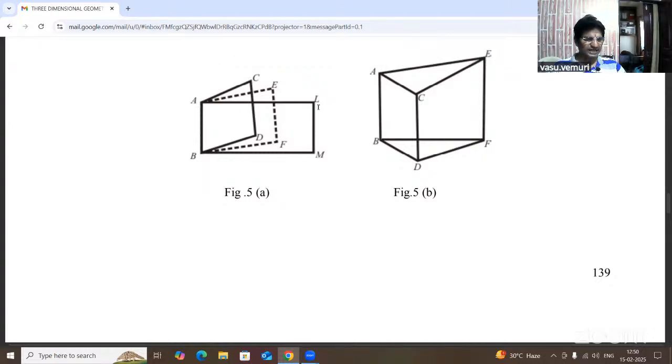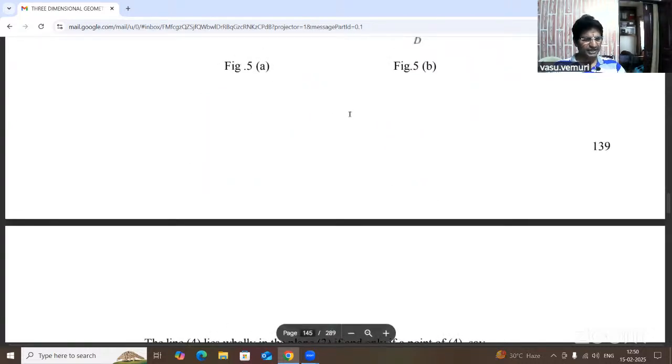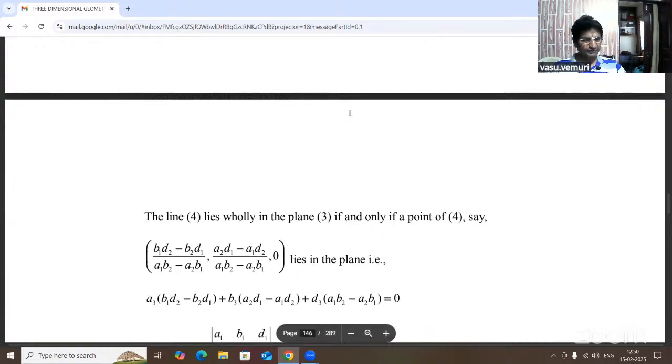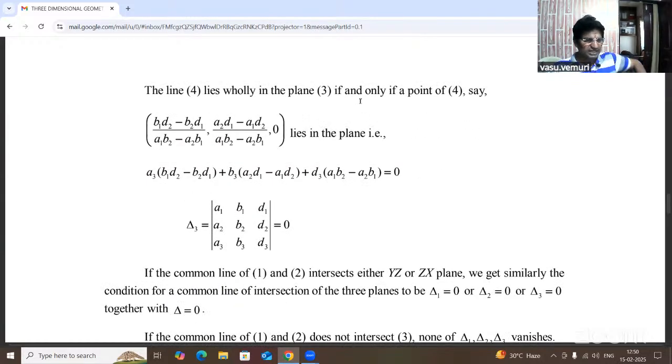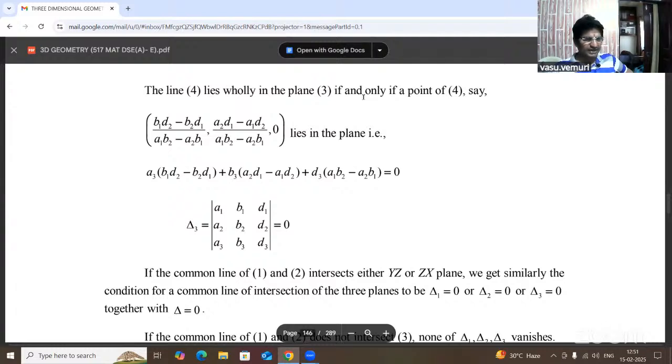This is the common line or unique point. The line of the given point is already there, we have to find it. So that value can also be written as delta 3 equal to A1, B1. So that's why the Z coordinate is 0. We are taking the coefficients of X, Y and the constant: A1, B1, D1, A2, B2, D2, A3, B3, D3.